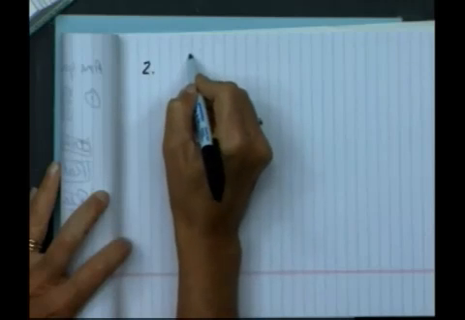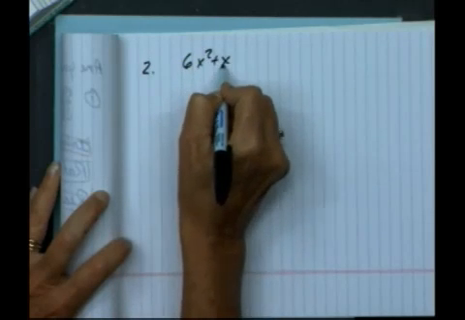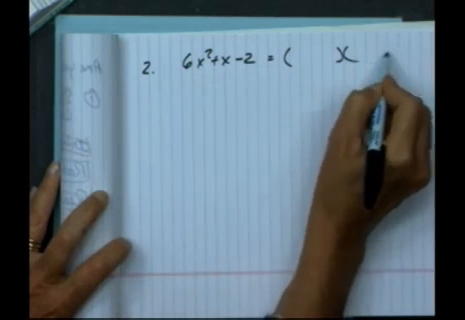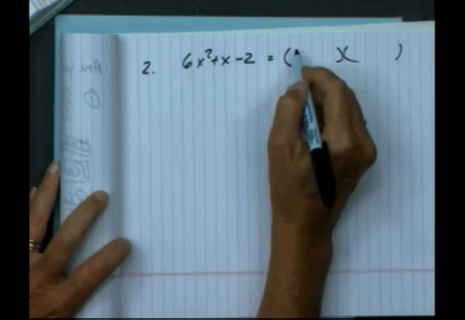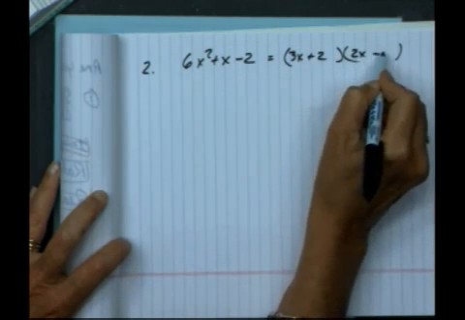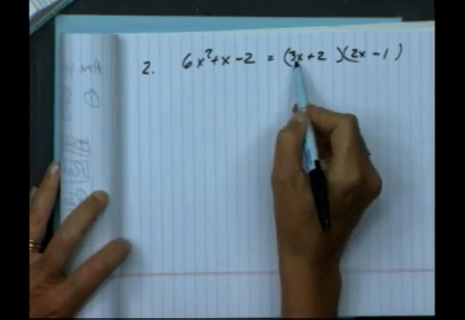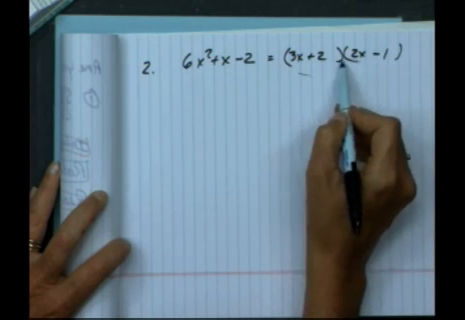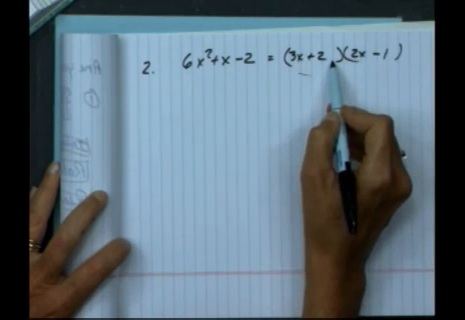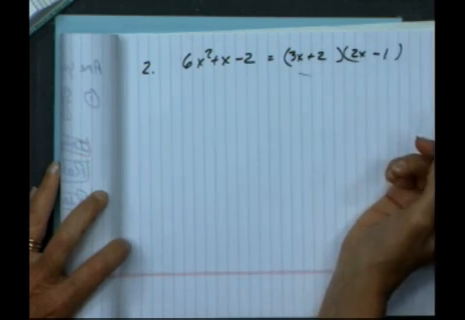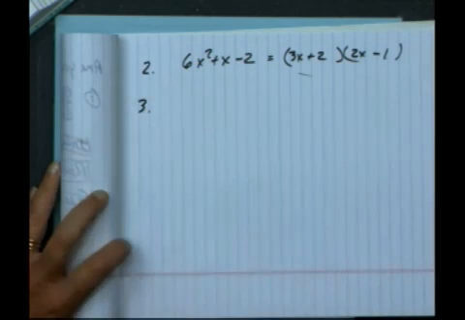Number 2 is just reviewing factoring. 6x squared plus x minus 2. How'd you factor that? 3x plus 2, 2x minus 1. Let's double check that. 6x squared, a negative 3x, and a positive 4x when you FOIL this out gives you a positive x, and 2 times negative 1 is negative 2. Good. All right, number 3.